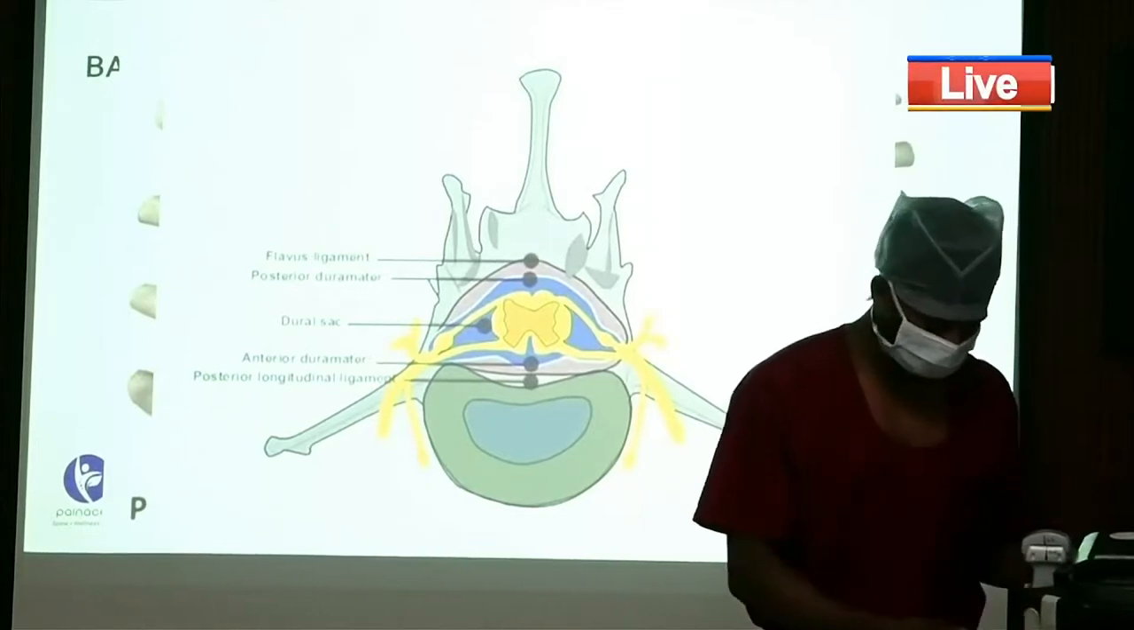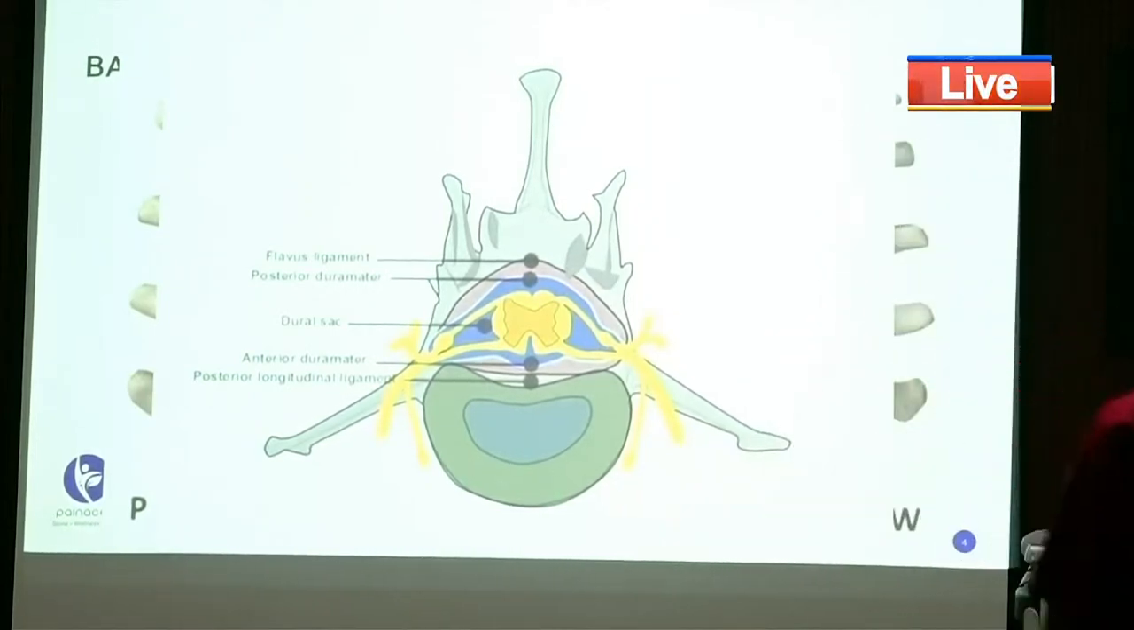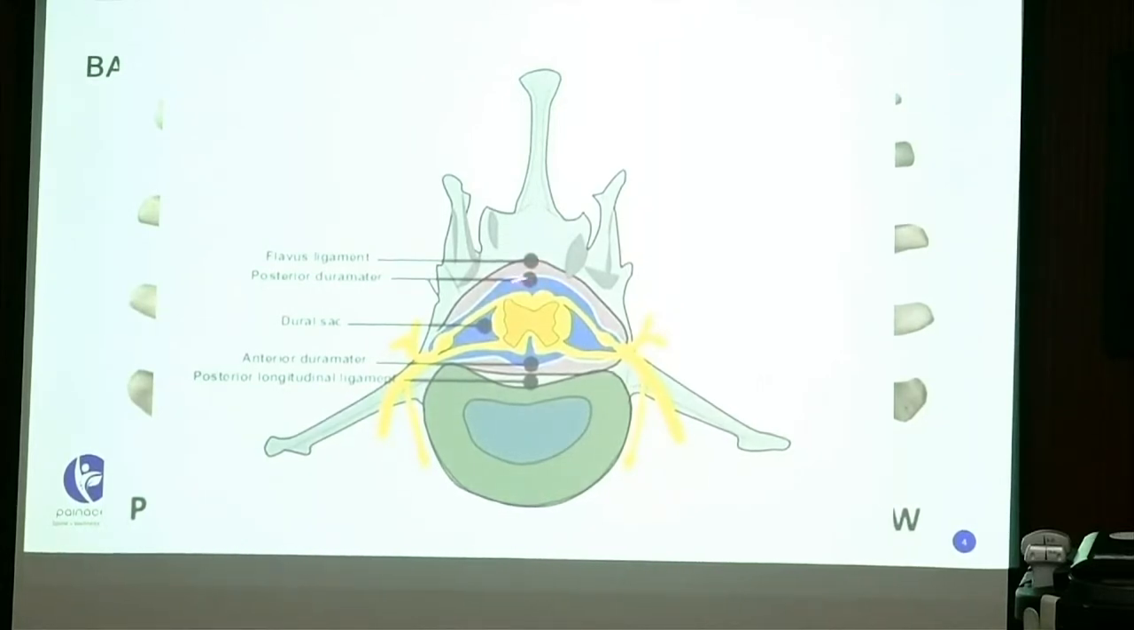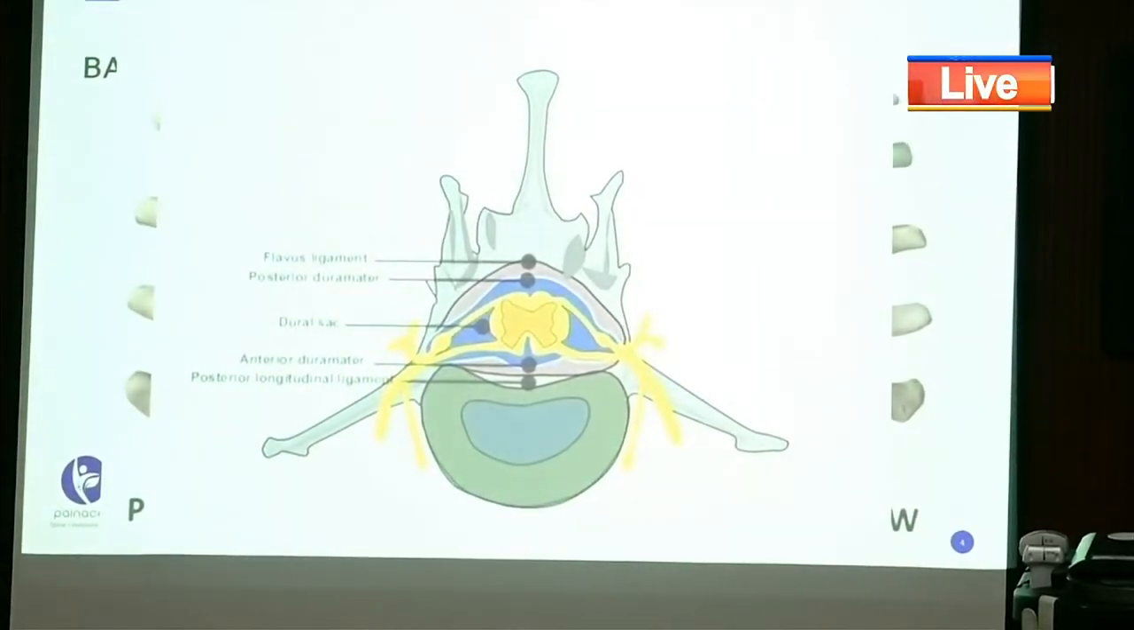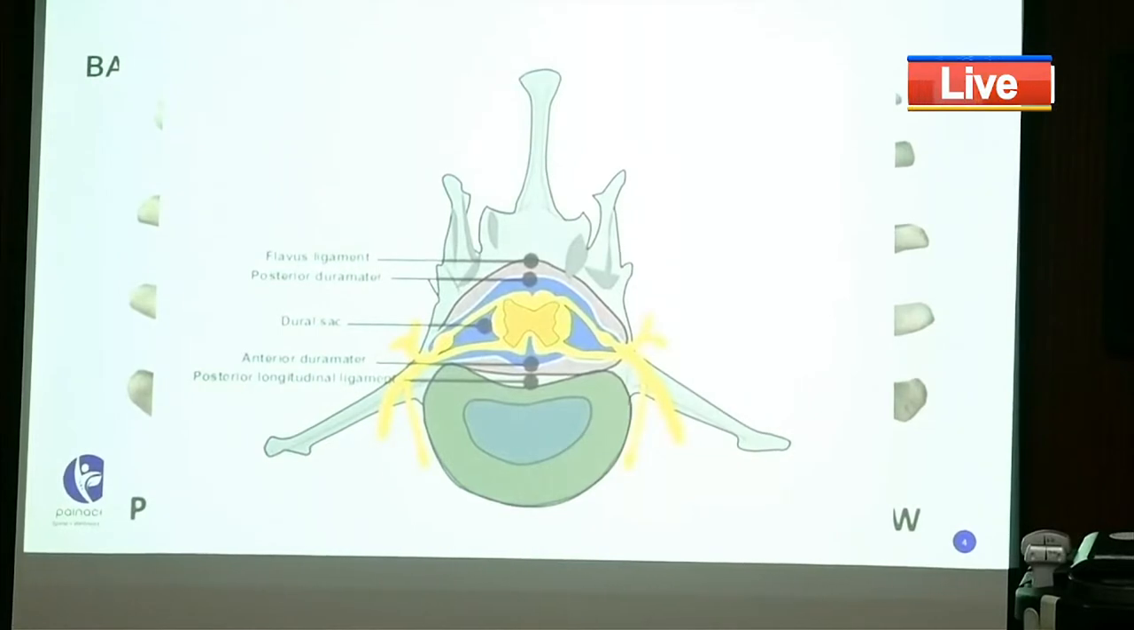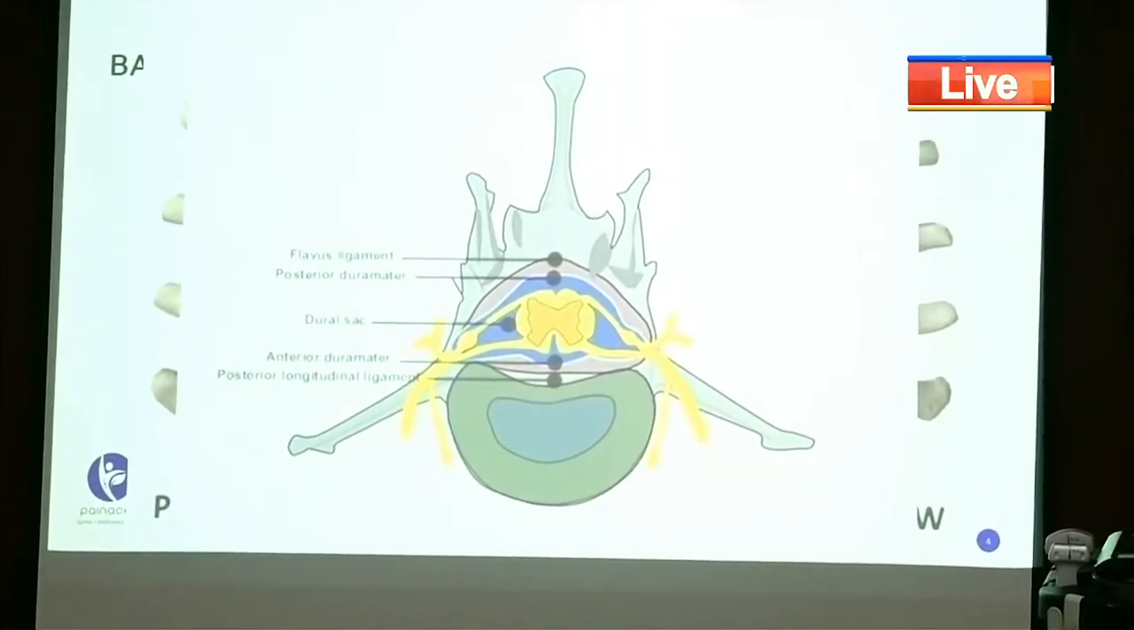Now this picture shows two things. One is these two structures, the ligamentum flavum, also known as flavus ligament, and the posterior portion of the dura mater. These combine to form the posterior complex. Why I am saying this is because they are very tightly adherent, and in the ultrasound they are seen as one single layer, which I will mostly be able to demonstrate in the volunteer.